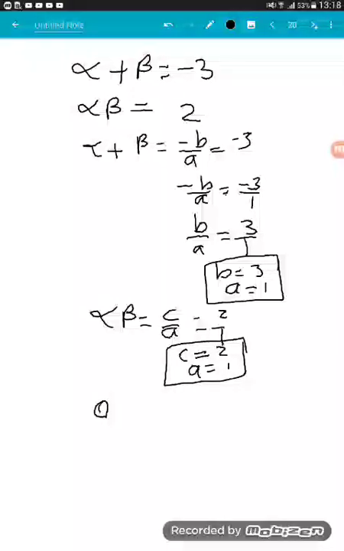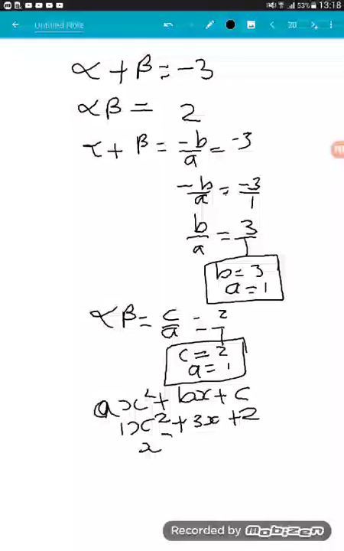We know that it is a x square plus bx plus c. So a is 1, and 1 into x square is nothing but x square itself, plus bx is nothing but 3x, plus c is nothing but 2. So it will be x square plus 3x plus 2. So this is how you got the equation.